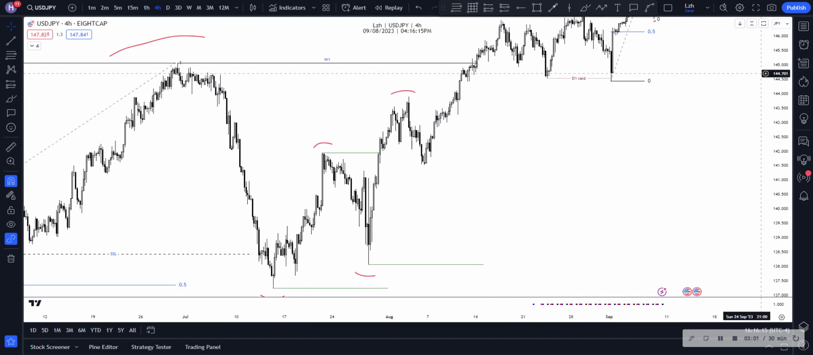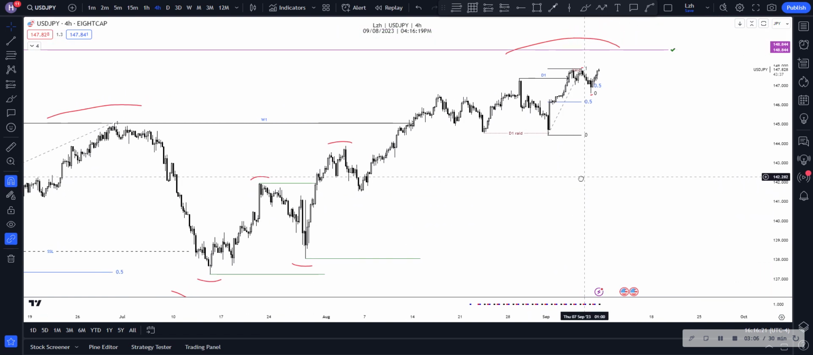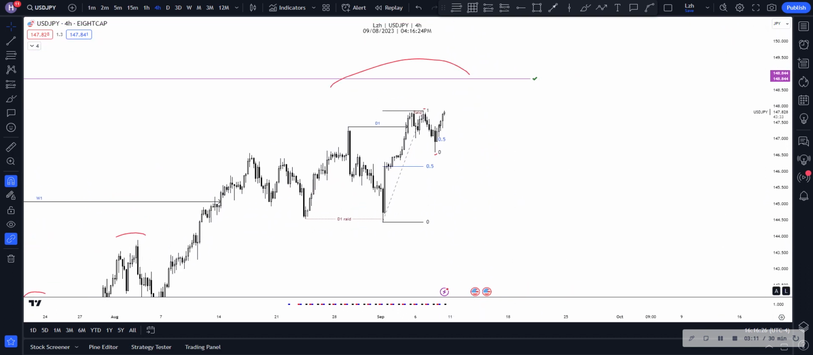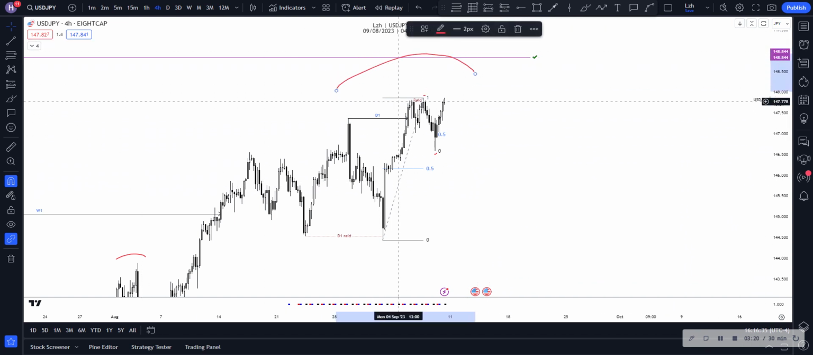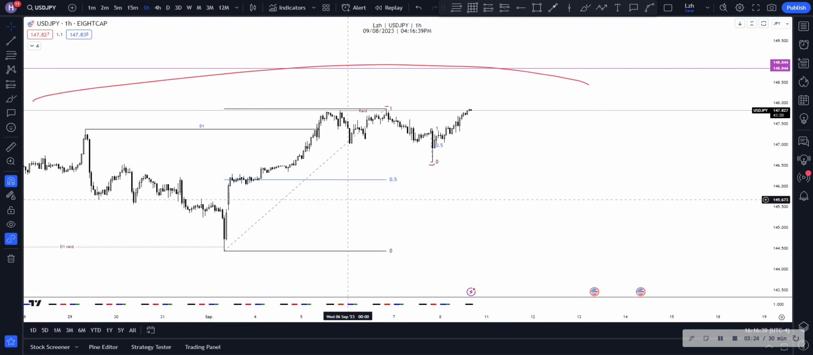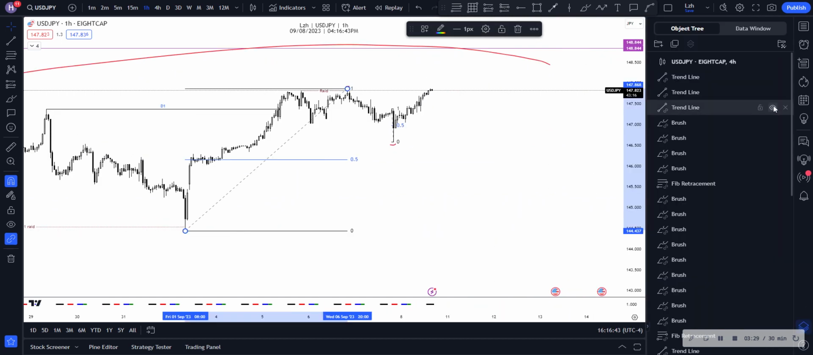I'm not going to go into every single detail over here. I'm just going to focus on the trade that I took probably on Sunday or Monday Tokyo session, the first day of the week Tokyo session. So let me pull this out.